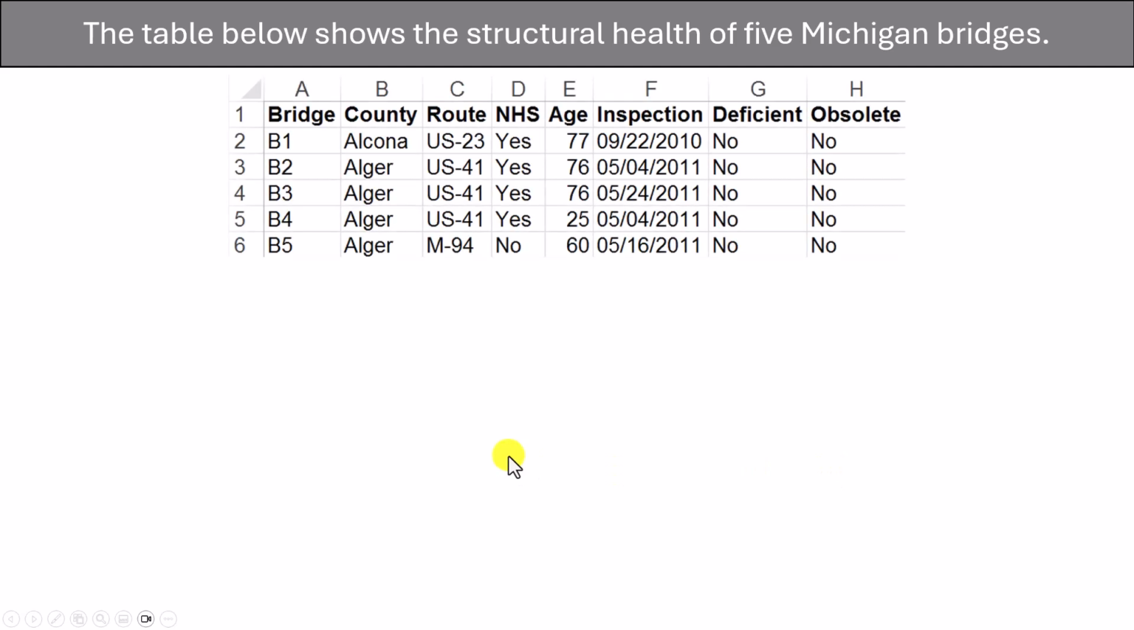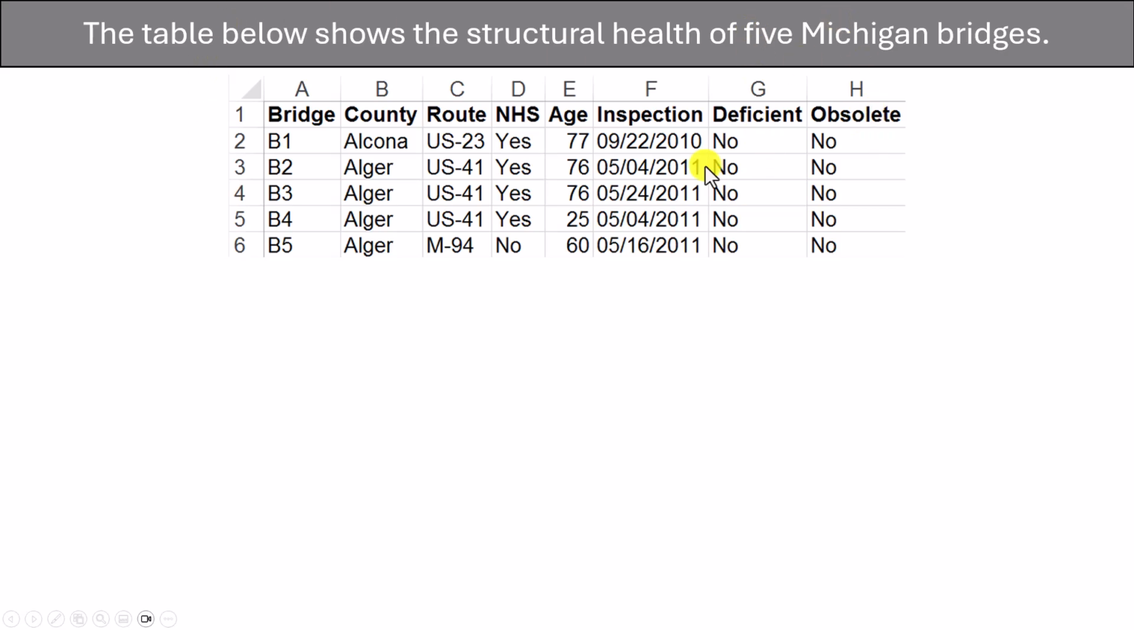Okay, so here's an example. This table below is from the Grand Valley textbook, and it shows the structural health of 5 different Michigan bridges. We have all of these different variables, which are represented in the very first row here, and then we have a number of different bridges. So we have the bridge number, the county, the route, NHS. Maybe it's not really clear what that means. I'll reveal that in a second. We have age, inspection, deficient, and obsolete.